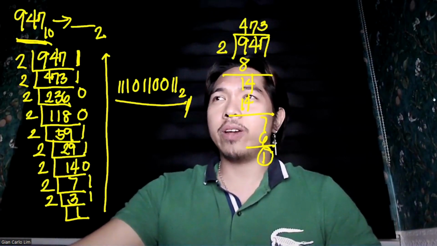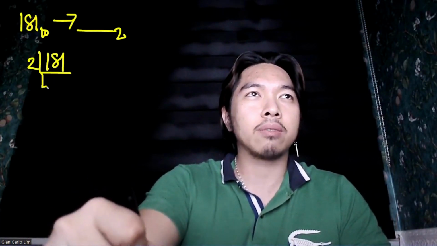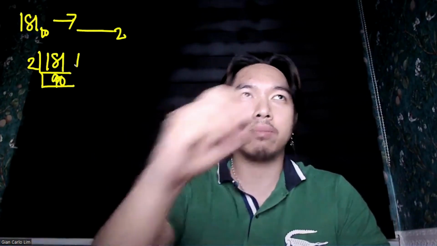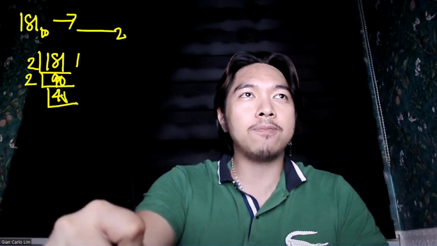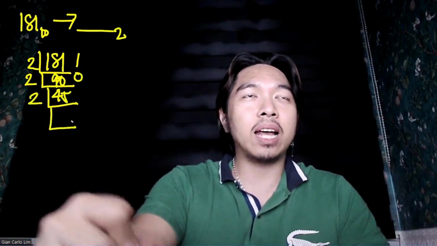So let's have another example. Let's say we want to convert 181 base 10 to base 2. So how do we do that? So same procedure. So 181 divided by 2. So ilan? So that would be 90. Meron tayong remainder na 1. 90 divided by 2 would then be equal to 45. Wala tayong remainder. Yung 45, i-divide ulit natin siya by 2.